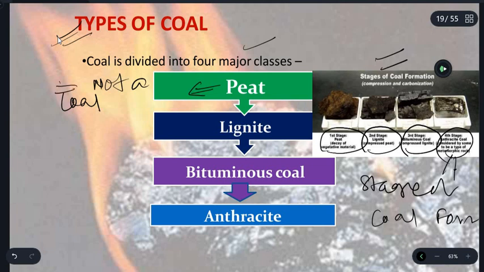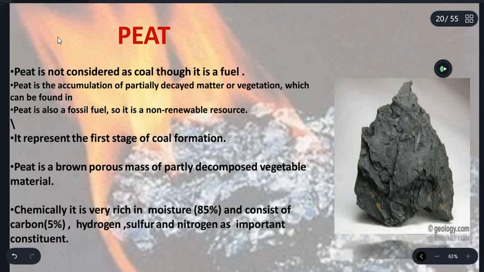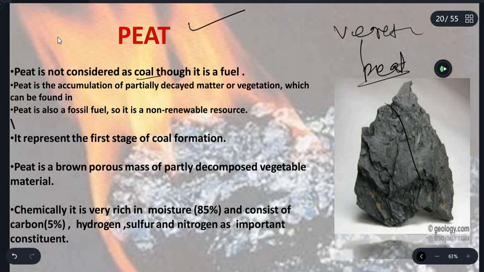Simply, a large amount of vegetation cover is peat, except for lignite, bituminous, and anthracite. Okay? So these are the types of coal. Then we will discuss peat. It will be made of a large amount of vegetation. So peat is not considered coal, though it is a fuel.